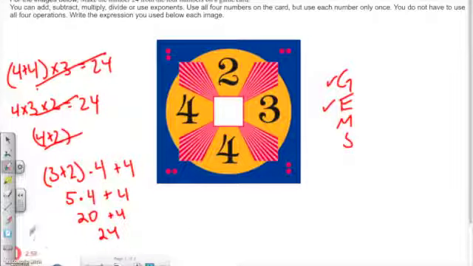All right, so it is a trial and error. There's not always just one answer. Good luck.